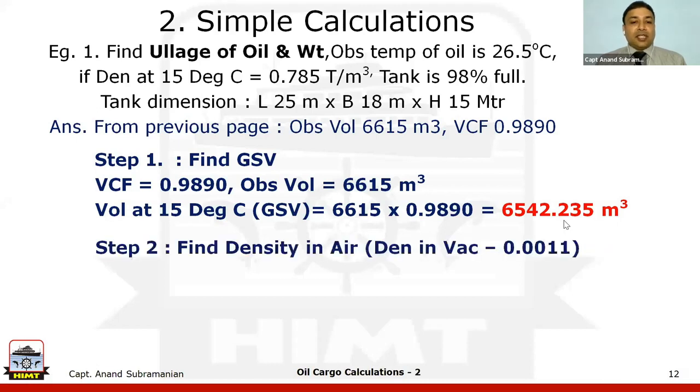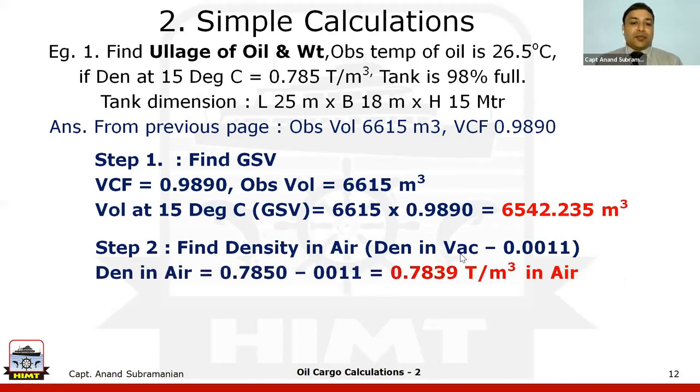Next, what we find out is instead of going to table 56 as what we decided, we will follow a simpler method, that is density in vacuum minus 0011. Then when you do that, we get the figure of 0.7839 tons per cubic in air. That is the density in air now. So now I got the density in air. Now I got the standard volume in air.